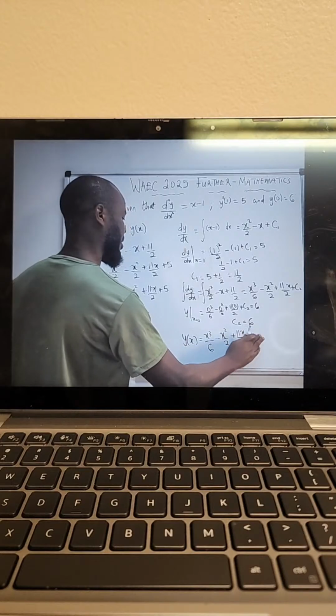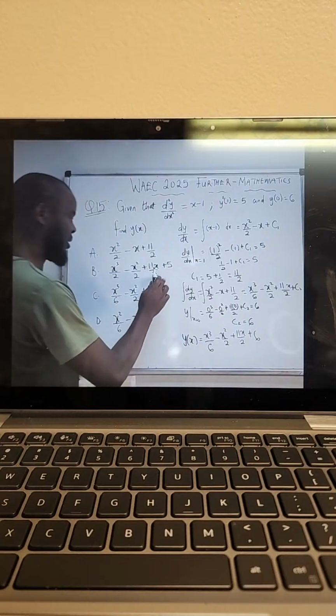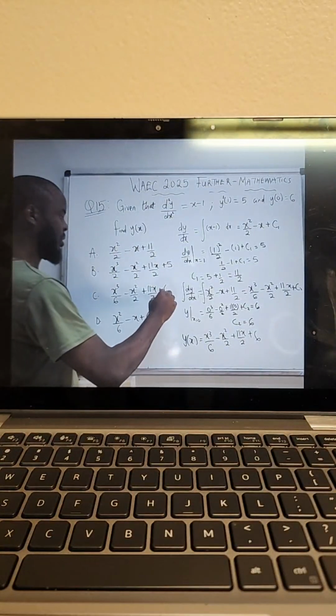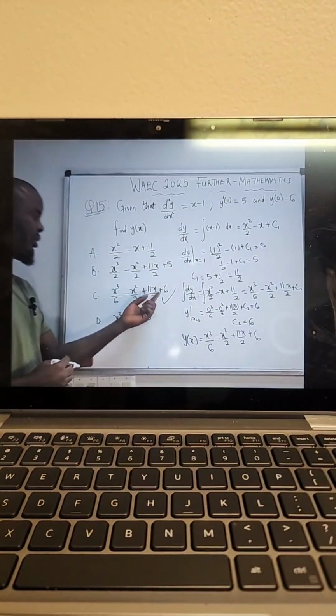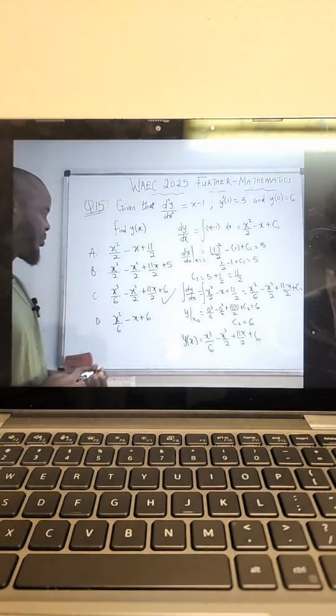plus, what is our C2? Which is 6. So I think there's a mistake here in the options written. Then this should be 6. Because this is going to be the best option to fill in this. Okay? So this should be 6 from the options. Now, this is the answer to the problem.